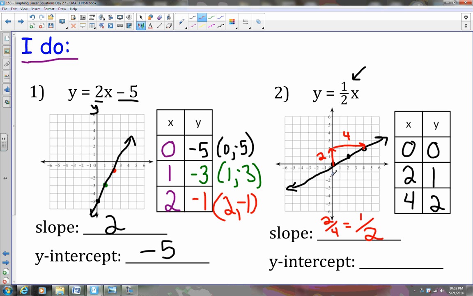My y-intercept here, it looks like it's crossing the y-axis at 0. Now looking at my equation, if you remember, y equals mx plus b, the number in front of the x is my slope, and the b is my y-intercept. Here the number in front of the x, or my m value, is 1/2, so I feel awesome about this one. As I look for my b, I don't have anything there, so it makes sense that my y-intercept is 0. So I proved it with my graph. I used what I know about the slope-intercept form. I feel really good about both of these answers.